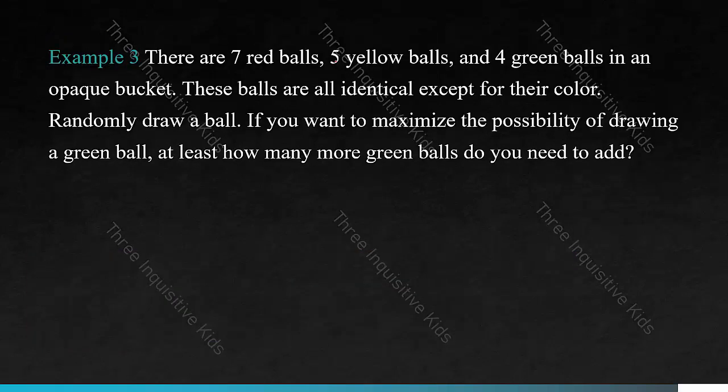There are 7 red balls, 5 yellow balls, and 4 green balls in an opaque bucket, which means you can't see through it. These balls are all identical except for their color. Randomly draw a ball. If you want to maximize the possibility of drawing a green ball, at least how many more green balls do you need to add?